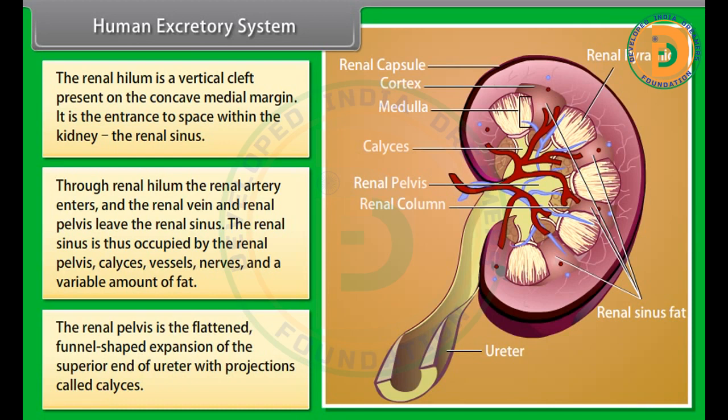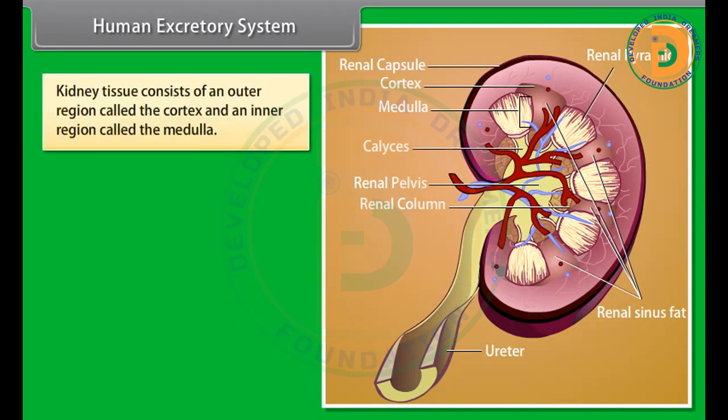The renal pelvis is the flattened, funnel-shaped expansion of the superior end of the ureter with projections called calyces. Kidney tissue consists of an outer region called the cortex and an inner region called the medulla.